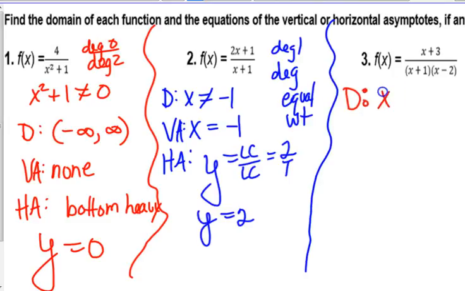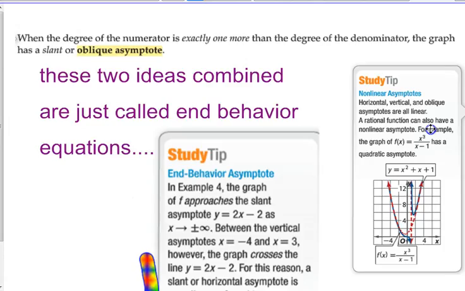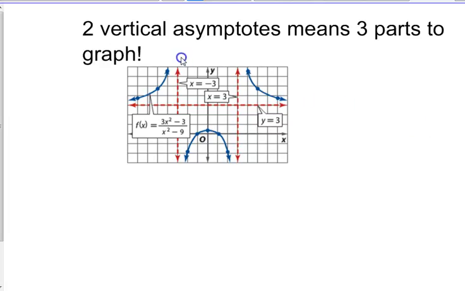Domain: X cannot equal -1 or +2. So there are vertical asymptotes at X equals -1 and X equals 2. Now, as soon as you have two vertical asymptotes, there are going to be 3 parts to the graph. I have a slide here, it's just not the very next one. When you have 2 vertical asymptotes, it means there's 3 different things going on in the graph, okay?